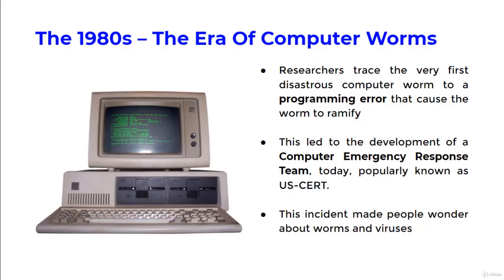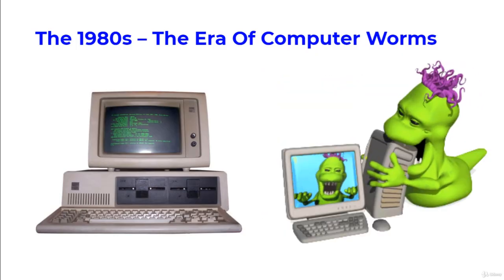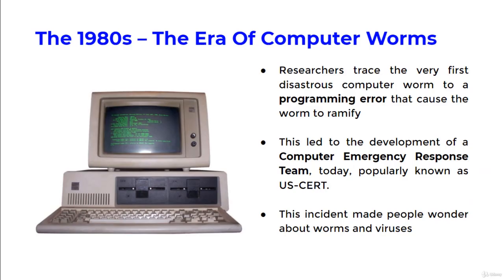The creation of the first computer worm was a milestone in the history of cybersecurity. Researchers trace the very first disastrous computer worm to Robert T. Morris, who was a graduate student from Cornell University. Morris was curious about the internet's size and created a worm in 1988 to gauge it. The worm was designed to infect Unix systems such that it would count the total connections present on the web.